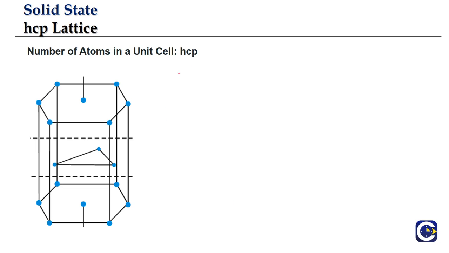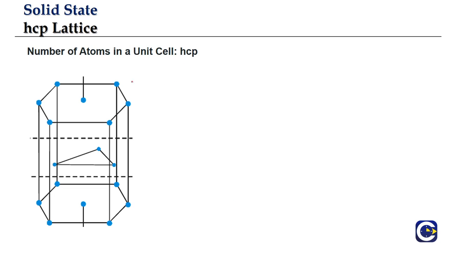Hello everyone. In this video we look at the hexagonal closed packing type of lattice, which we call HCP. Now this HCP is the most efficient closed packing in terms of 3D arrangement of particles, just like the cubic closed packing, which is the FCC, face centered cubic structure. So we'll explore it.